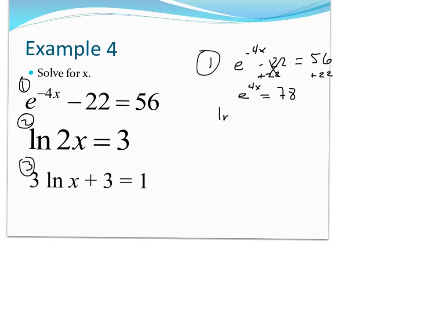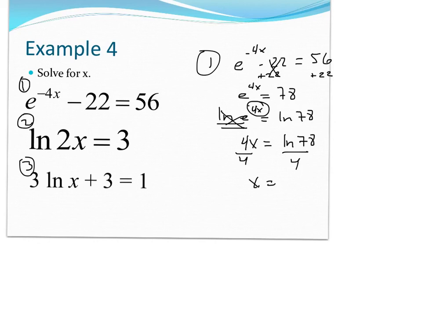And now that I've done that, I'm going to introduce a log on both sides. Because of that log being there, we have our power property, but even easier, we have the one-to-one property, so the natural log and e cancel out. Then at this step, all I have to do is divide out the 4. Don't forget, on your calculator, you want to close the parentheses for the logarithm. After we do that, we're going to get negative 1.09 for x. You can plug it back in here, and it will work out.